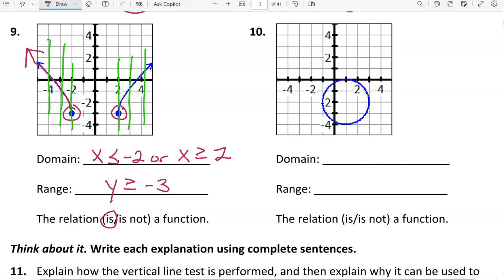For number 10, our domain is indicated by the leftmost and rightmost values. The graph is connected in between, so the leftmost x is -1, the rightmost is 3, x is between those. Point the inequalities toward the smaller end, and then include or equal to's to show that those two x values are included in the graph.